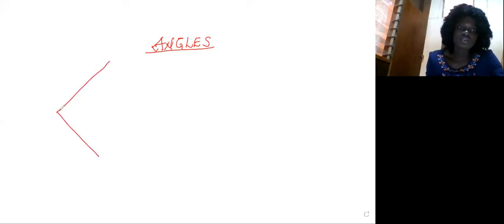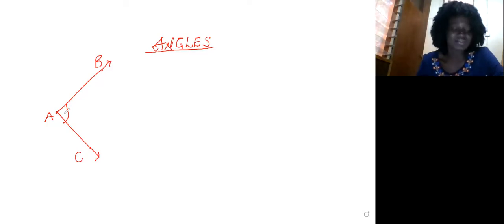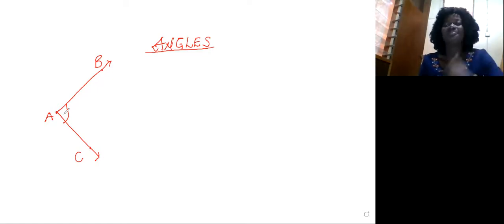Angles. Now let's draw something over here. So study what I've drawn. I'm going to ask you questions on it. Point B and point C. This is a ray, this is another ray, and this is a point. Okay, so this is an angle. What can you say about this angle?